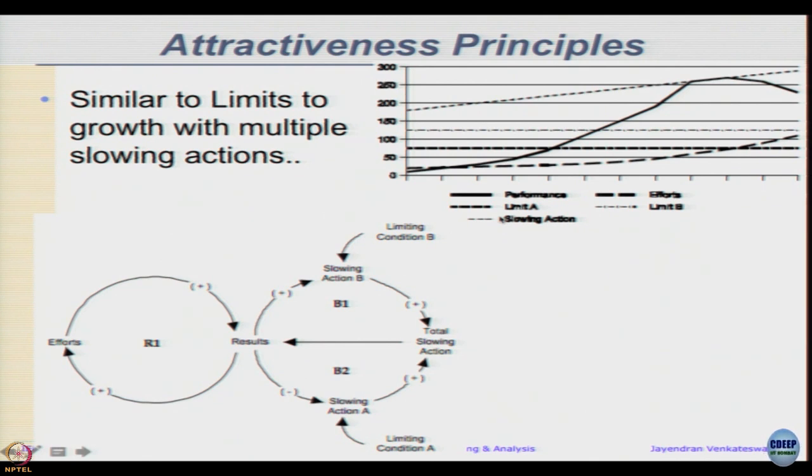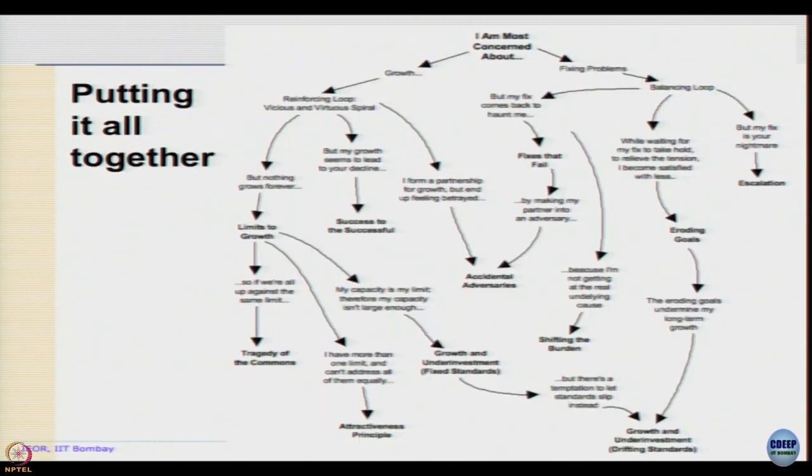More discussion on this is written up. But the interesting thing about it is people have actually put it all together in a nice flowchart kind of thing. For example, let us say, what are we concerned about? Growth or fixing a problem? Let us just pick one. Say I am interested in fixing a problem. So is there a balancing loop? Okay, what kind of balancing loop? My fix keeps coming back, or while waiting for my fix to take hold, to release the tension, I become satisfied with less, or my fix is your nightmare.